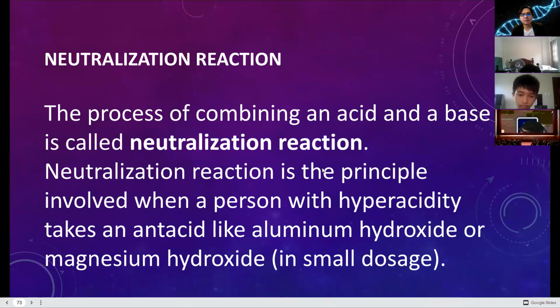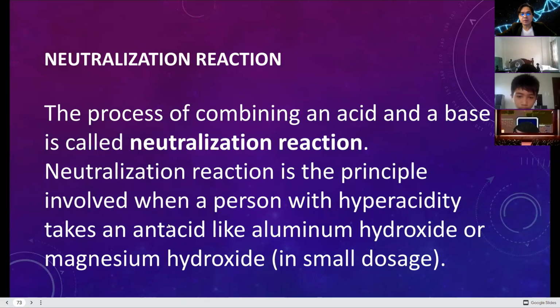So what is really a neutralization reaction? Let's find out. The process of combining an acid and a base is called neutralization reaction. Take note. The neutralization reaction is exothermic, meaning to say it actually creates heat in the process. Just be careful when using chemicals with acids and bases.